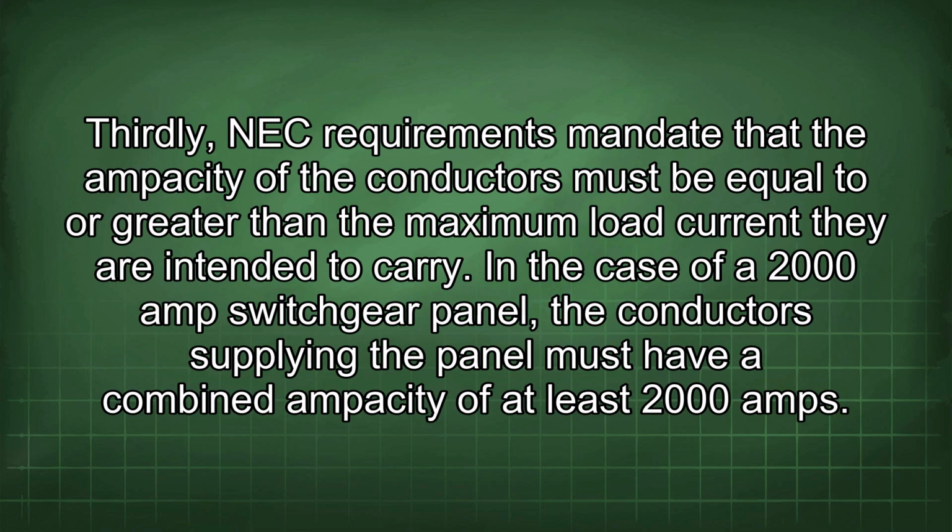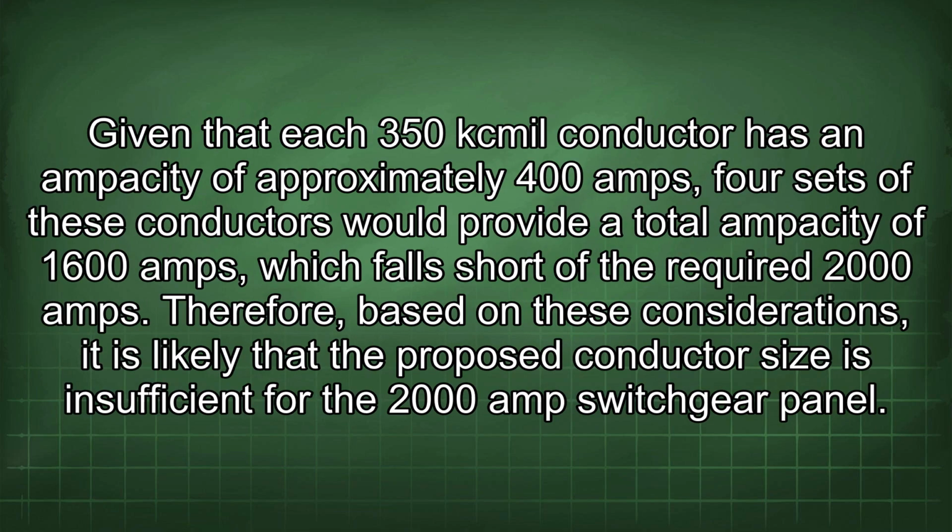Thirdly, NEC requirements mandate that the ampacity of the conductors must be equal to or greater than the maximum load current they are intended to carry. In the case of a 2000 amp switchgear panel, the conductors supplying the panel must have a combined ampacity of at least 2000 amps. Given that each 350 kcmil conductor has an ampacity of approximately 400 amps, 4 sets of these conductors would provide a total ampacity of 1600 amps, which falls short of the required 2000 amps.